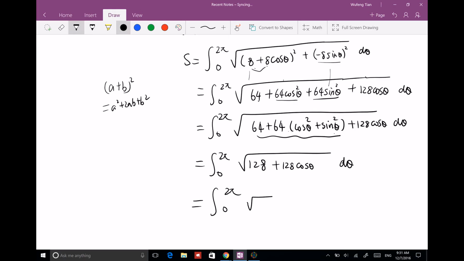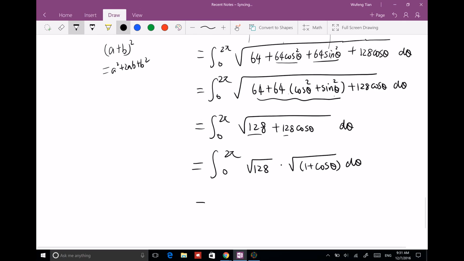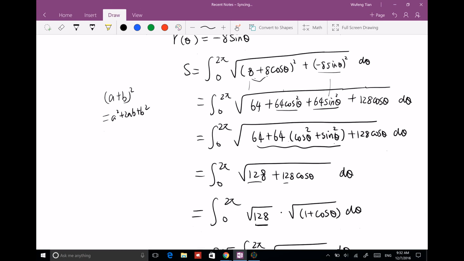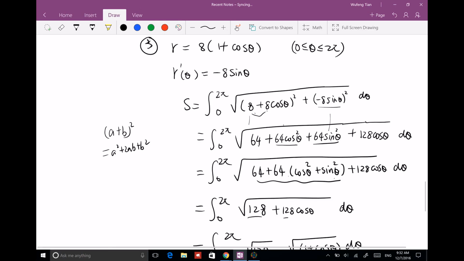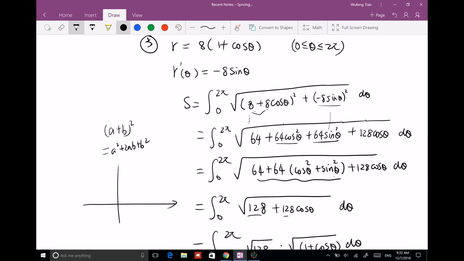So just go 128 times the square root of 1 plus cosine theta, okay? Because 128, you can factor it out, the square root of 128. You don't have to do that, but if you take it out, this is 8 square root of 2, so you got 8 square root of 2 times the integral from 0 to 2 pi of the square root of 1 plus cosine theta d theta. Well, since this is symmetric, I think I'm going to do, because if you draw the picture, this is symmetric. So if you draw the picture of this one, it's going to be like this.